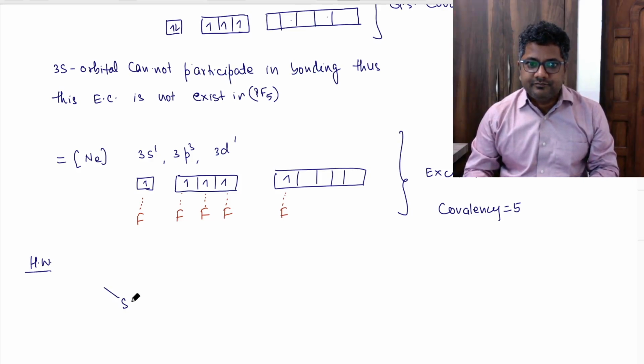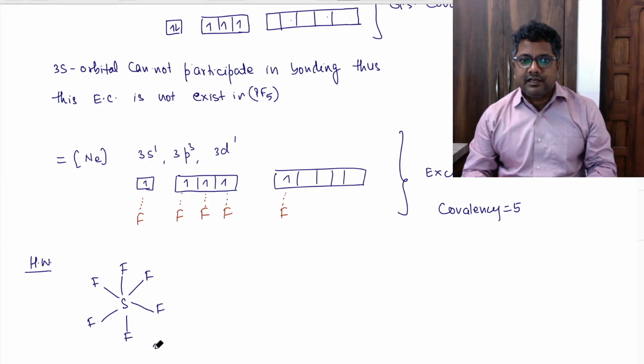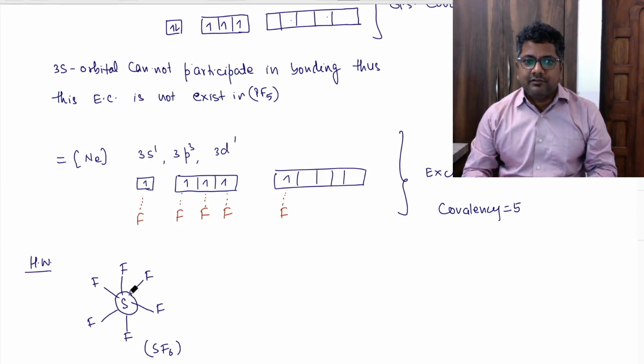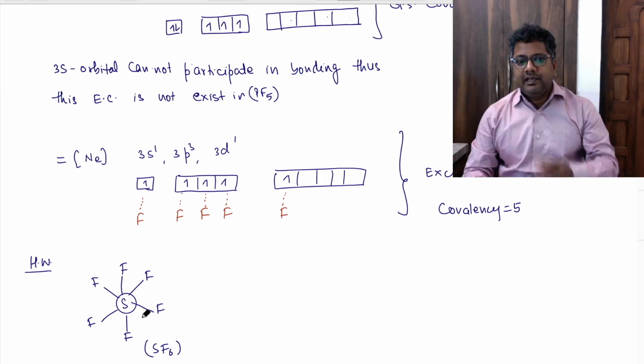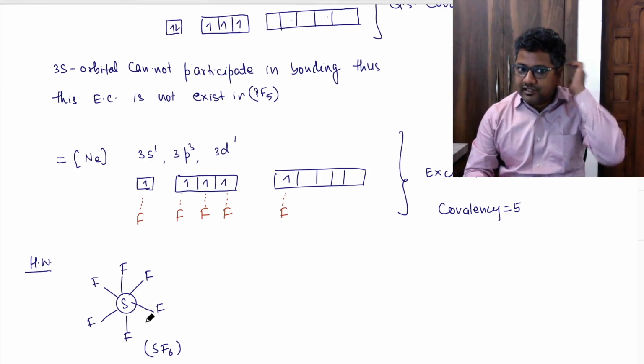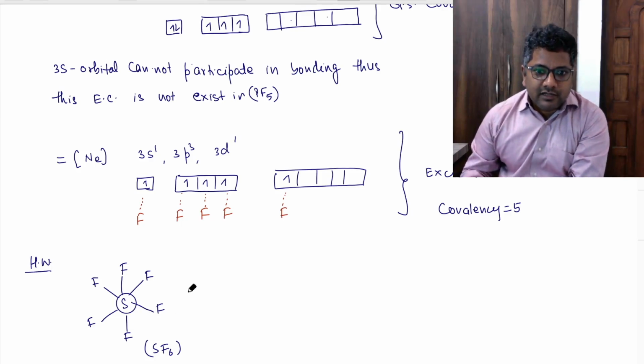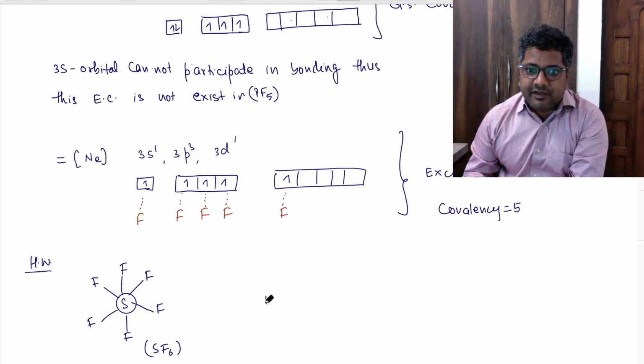SF6, this is also a superoctet, right? This is SF6. So all of you should do the electronic configuration of sulfur, how many electrons are in the valence shell of sulfur, and it is not obeying the octet rule, right? Similarly, IF7.